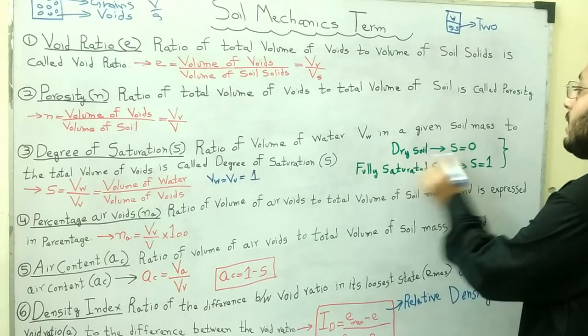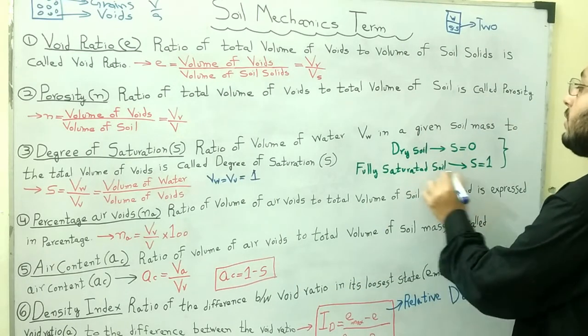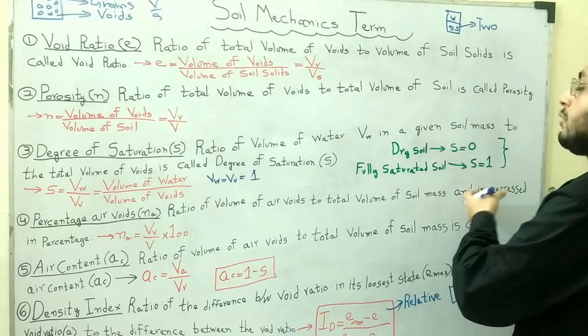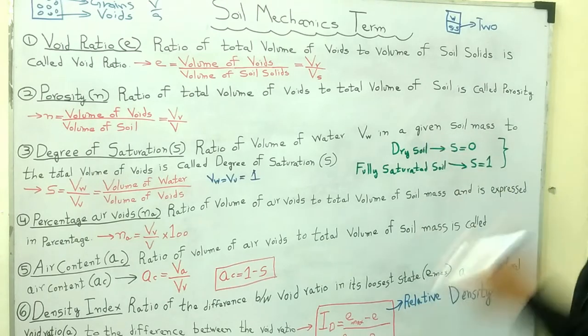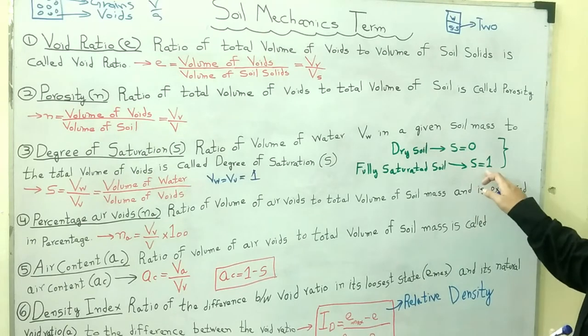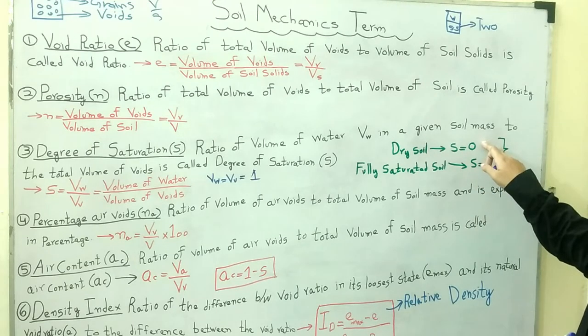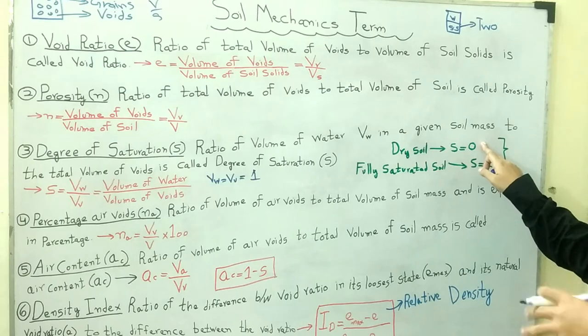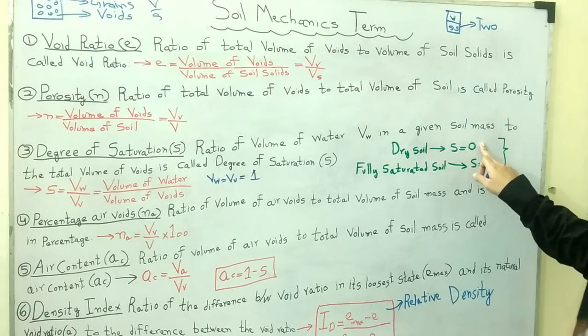Therefore I have written that for dry soil S is equal to 0, and for fully saturated soil the degree of saturation is 100% or 1. We can also express degree of saturation in percentage. So basically it can be 100% and it can be 0%, because in dry soil all the voids are completely filled with air.